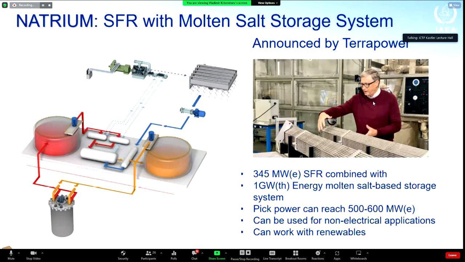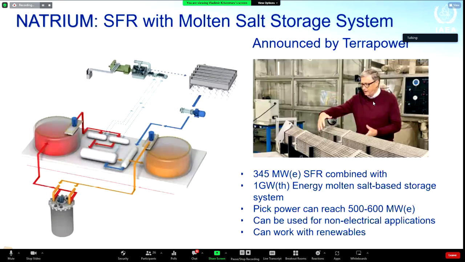In this case, you store energy in molten salt, but when night comes and you need some electricity, you can generate electricity from the stored molten salt. And in this case, reactor peak power can reach 500 or 600, so double, actually, the nominal power of SFR. This can also be used for non-electrical applications and work with renewables, depending on the sun.